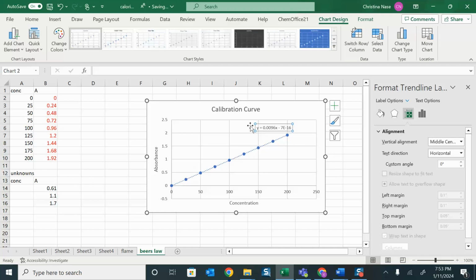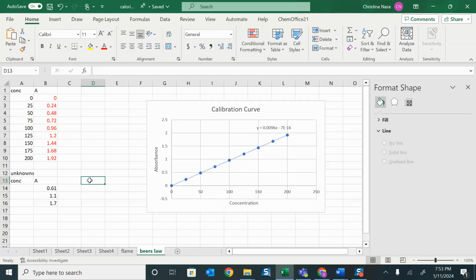So I'm going to use this information now to help me figure out what these concentrations are. I can look on this graph and say, all right, when my absorbance is 0.61, absorbance 0.61 is about here. I'm going to draw a line over and try to figure out where that is on the graph. Or I can use math to do that. So let me include my slope over here. So you can find your slope. We already know that it's 0.0096.